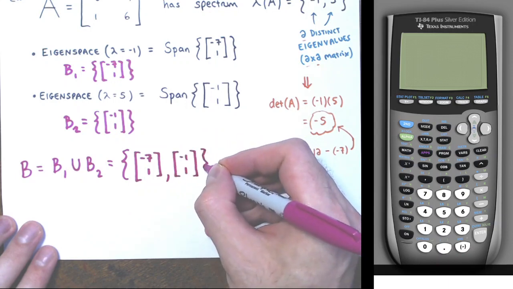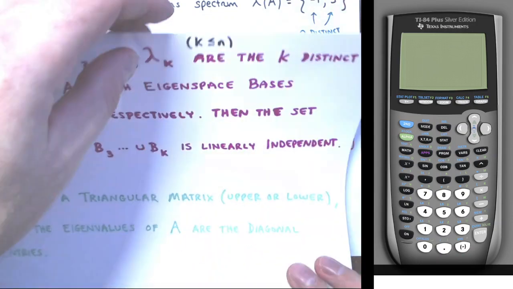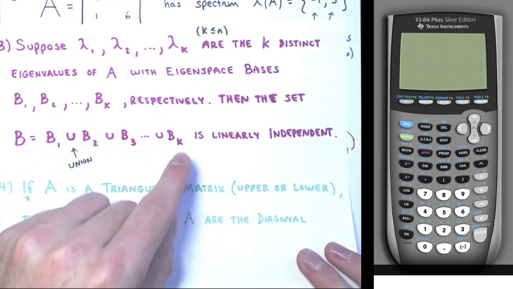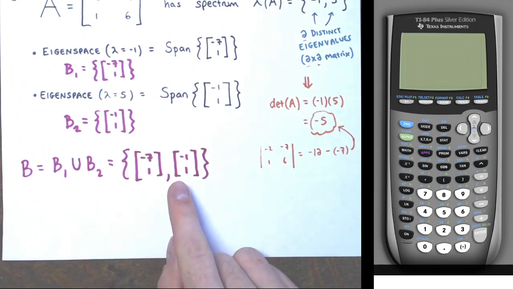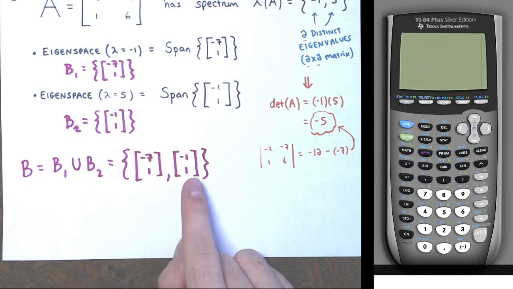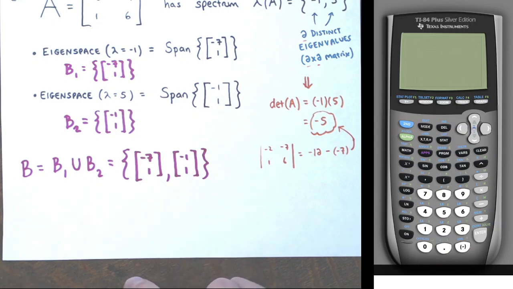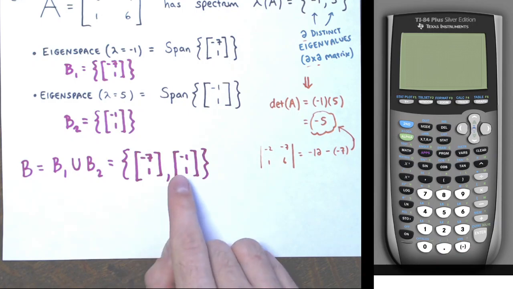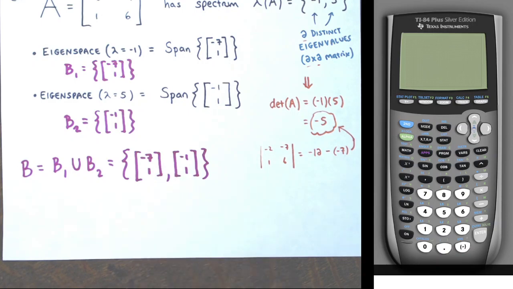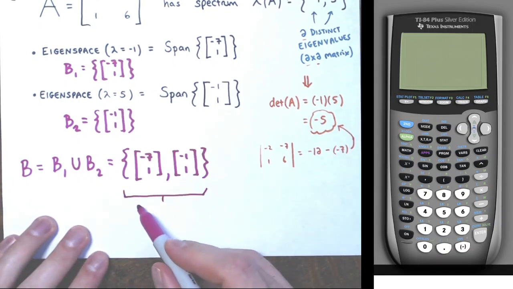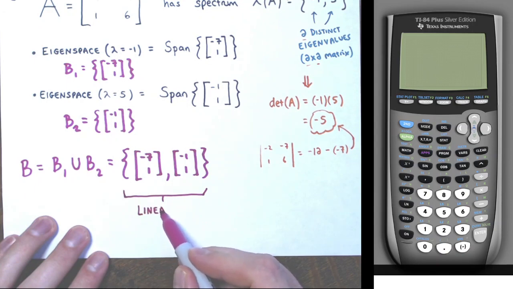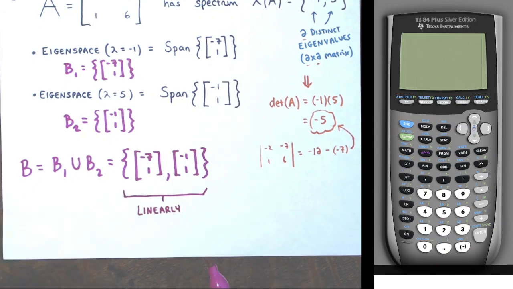All right, and this is that set that was being talked about right here, where I say B is the union of all these bases of the eigenspaces. And you can check real quickly that these vectors are linearly independent. Remember, when there are only two vectors, if they're not scalar multiples of each other, then they're independent. And I can't multiply these by scalars to get one another. So this set is linearly independent, as was stated in statement 3 on the first couple pages.